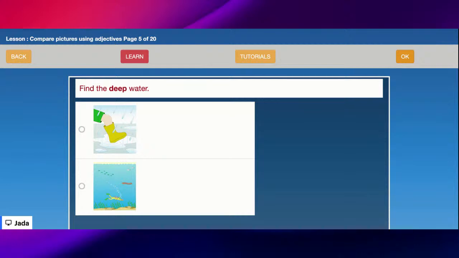Which one is the deep water? The deep water is A. Is it A or B? B. Okay. Hi, Michael. B. So this over here is the deep water.